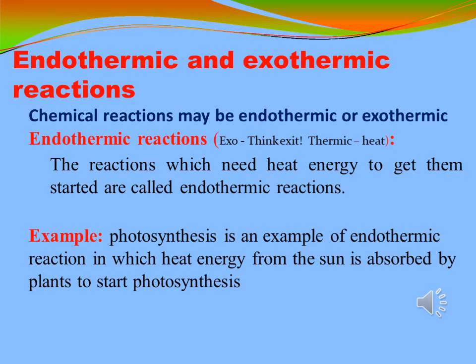At the end I am going to explain the types of chemical reaction with reference to heat gain or heat loss. On the basis of heat, chemical reactions may be endothermic or exothermic. Endothermic reactions. Endo, think it is derived from enter, and thermic, which means heat. The reactions which need heat energy to get them started are called endothermic reactions. Example of endothermic reaction is photosynthesis, in which heat energy from the sun is absorbed by plants to start photosynthesis.